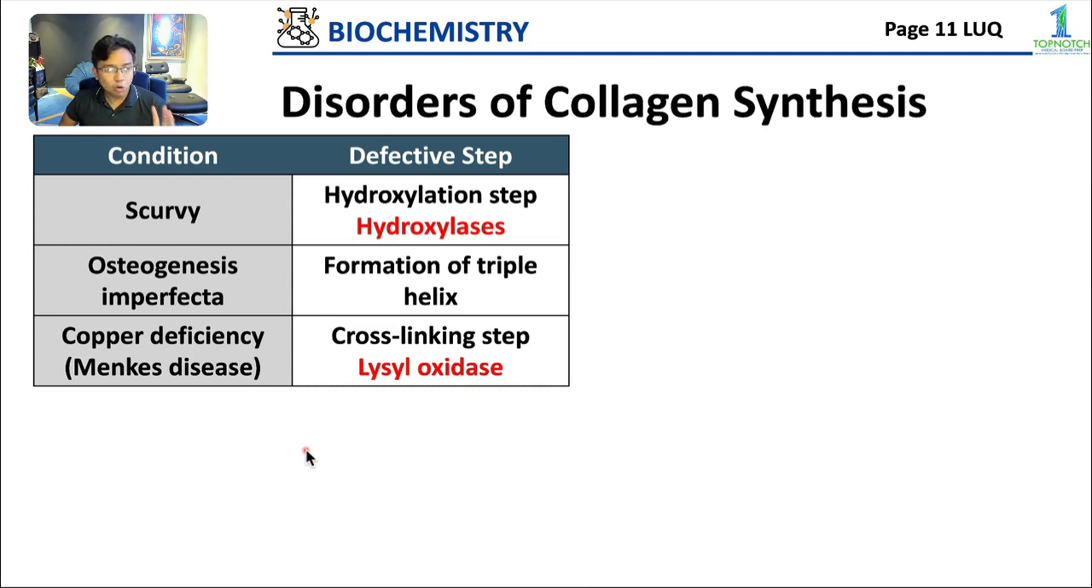Okay? In OI or osteogenesis imperfecta, ito yung magkakaroon ng brittle bone and having a blue sclera. Okay? So dito guys, magkakaroon ka ng problem here sa ating formation ng triple helix formation. Now, as mentioned guys in the review prior for the diagnostic exam, copper deficiency seen in Menkes disease can lead to the problem in cross-linking stem.